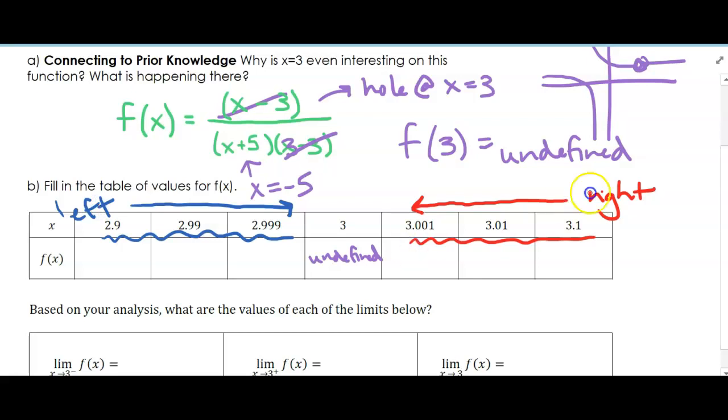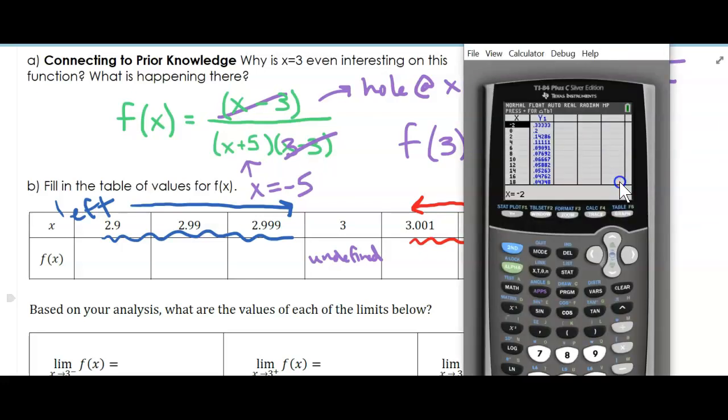We're at 2.999. 3.001, very close to 3. And I want to make sure that I can find those in my calculator as well, because we won't always have a graph. And so I just want to show you this calculator skill. If we go to second window, which is going to take us to table setup, our table, we can go ahead and just start it wherever.